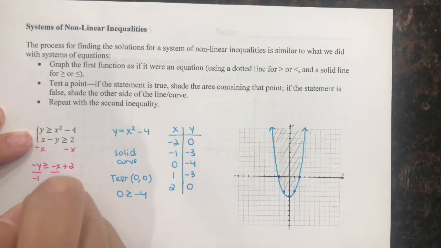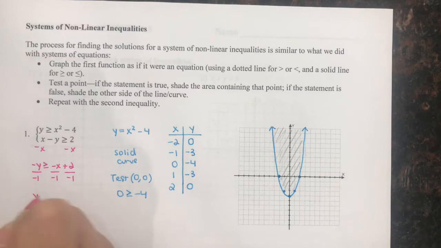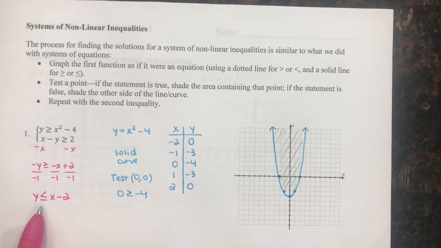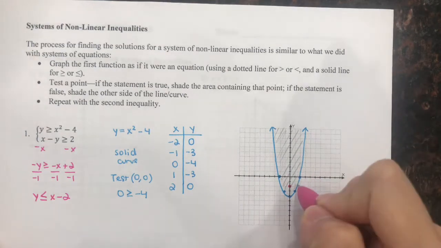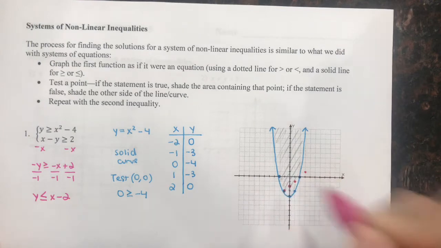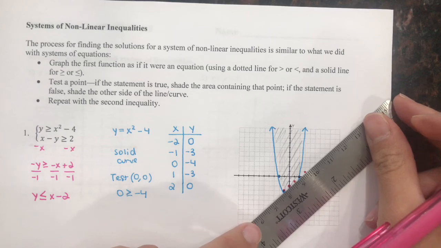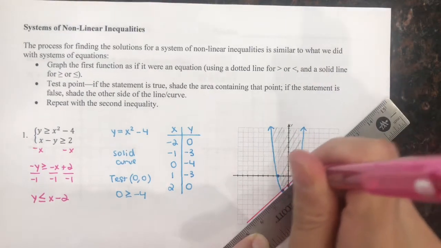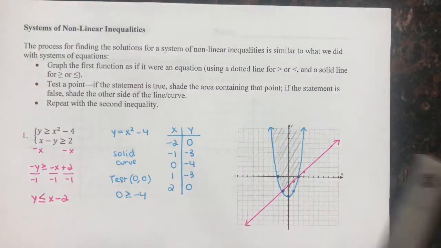Divide by negative 1. One thing you need to remember is that if you're dividing by a negative, we have to flip the inequality symbol. So we end up with y is less than or equal to x minus 2. So go ahead and use your slope. Okay, I've got a solid line here again. Something like that. And now I'm ready to test a point.